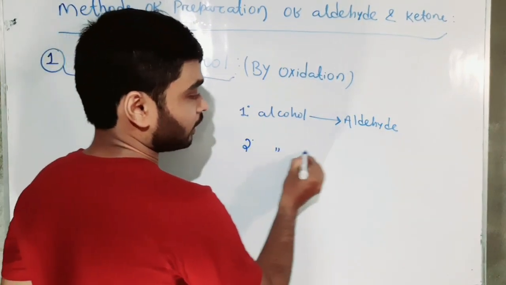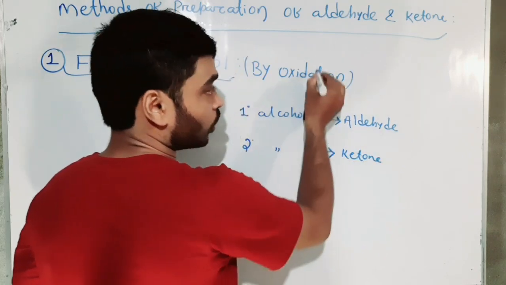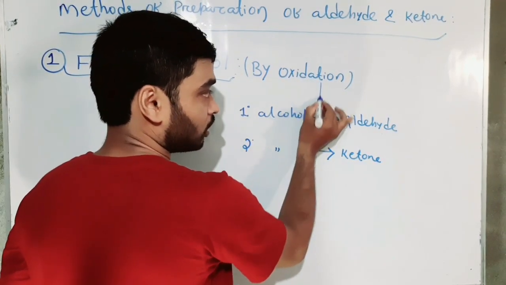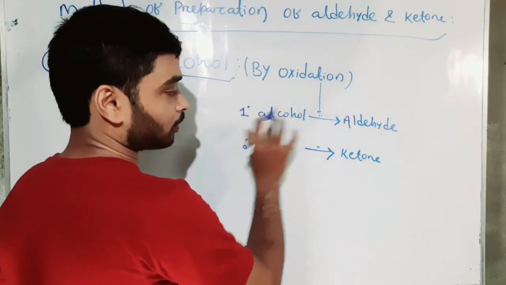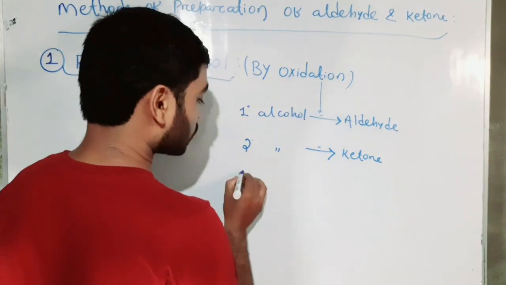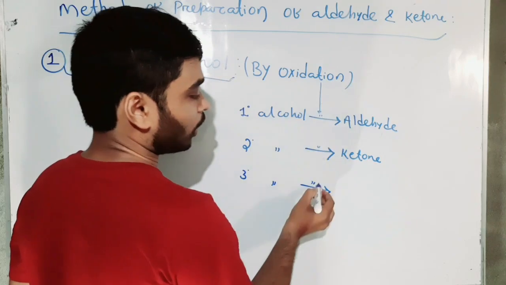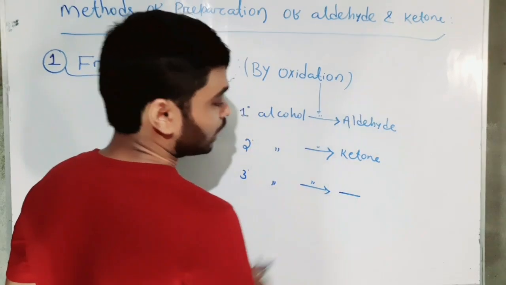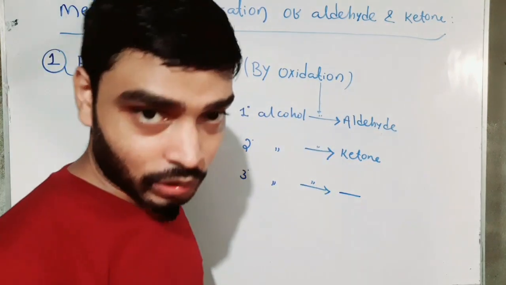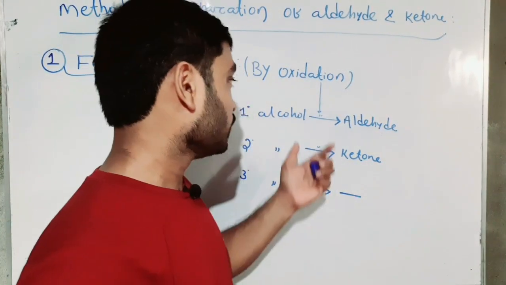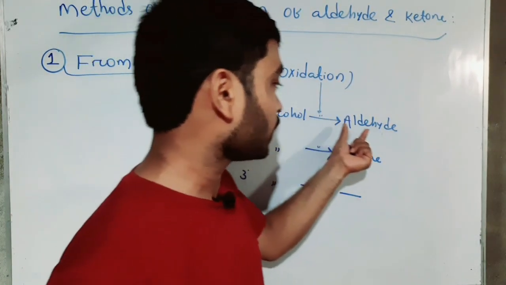Secondary alcohol is involved in the formation of ketone. The method should always be oxidation for formation of aldehyde and ketone from their respective alcohols, but the tertiary alcohol has no effect of oxidation, so it will not be involved in the formation of either aldehyde or ketone. But you should first know the condition in which alcohol is converted to aldehyde.